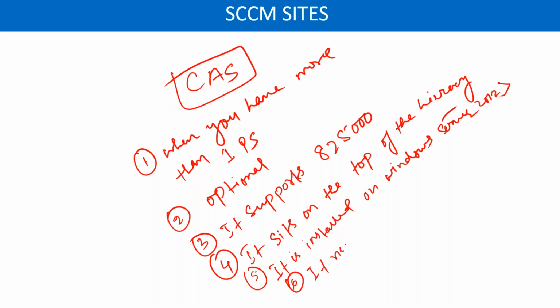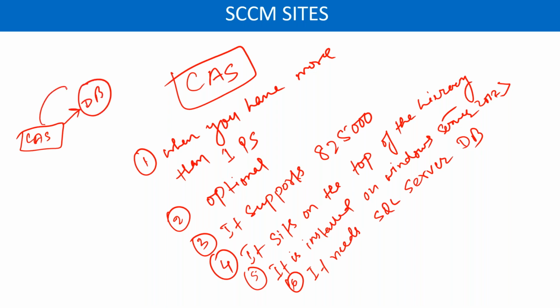It needs what? A SQL Server database, Microsoft SQL Server database. You can't use MongoDB or MySQL or Oracle or Sybase. You have to have a SQL Server database for this one. So the central administration site will be like this, and it will have a database. It's going to store the information in its database. Basically, it collects the information from the primary site database. So the primary site will also have a database. All primary sites will have a database, and the primary site will replicate its data with the central administration site database.